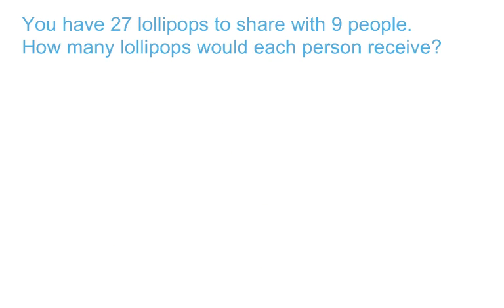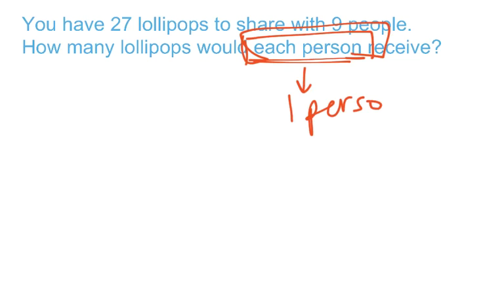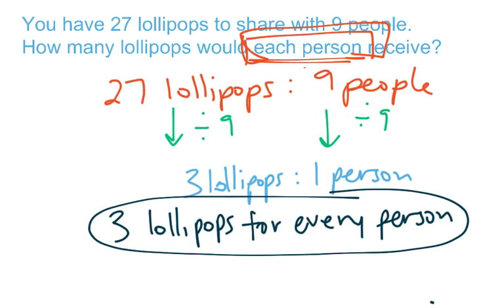And one more example for you guys to try. It says you have 27 lollipops to share with 9 people. How many lollipops would each person receive? This each person is your 1. So you're trying to figure out how many lollipops would each person, or would one person, receive. So go ahead, set up your ratio, and try and solve this. Then hit play again and see if you got the right answer. You'll see my final answer is 3 lollipops for every person, or 3 lollipops for each person, or 3 lollipops per person.